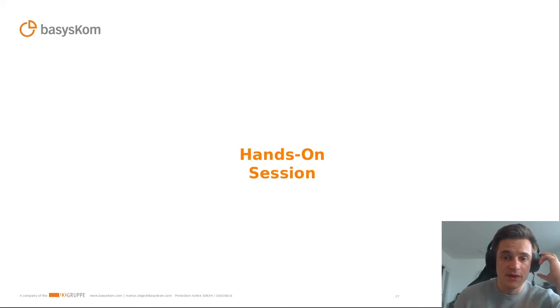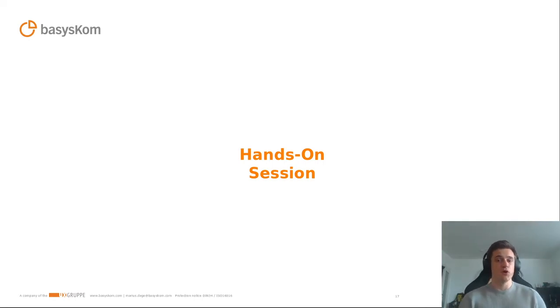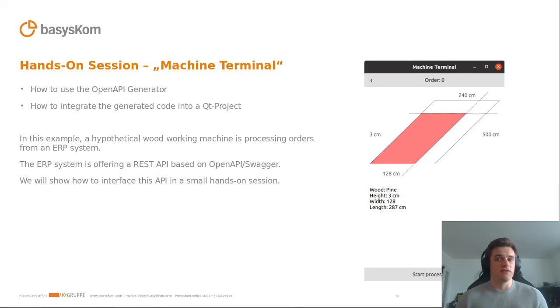So next up, we got a hands-on session here. We have a small example program, a machine terminal, and I want to show you how to use the OpenAPI generator, and how to integrate the generated code into an existing project. We want to build a hypothetical woodworking machine that is processing orders from an ERP system which is offering a REST API based on OpenAPI and Swagger.